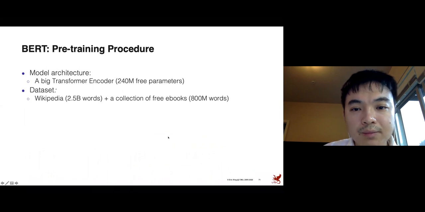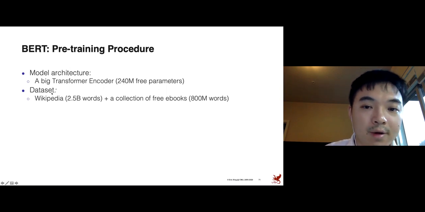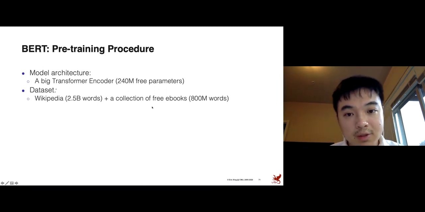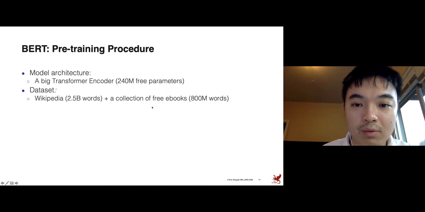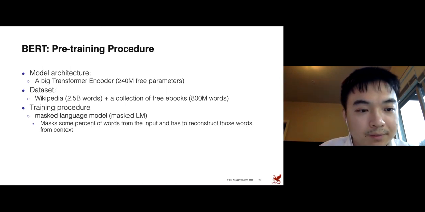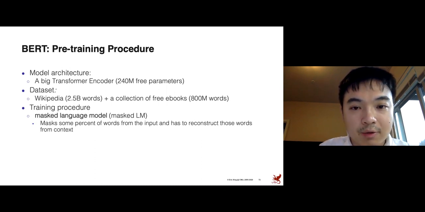So a little bit about how we really train this model. Again, the model architecture is a big transformer encoder, consisting of hundreds of millions of parameters to be trained. The model is trained using a large dataset, including Wikipedia and a collection of free ebooks, consisting of billions of tokens. And for the loss function, it is called masked language model.